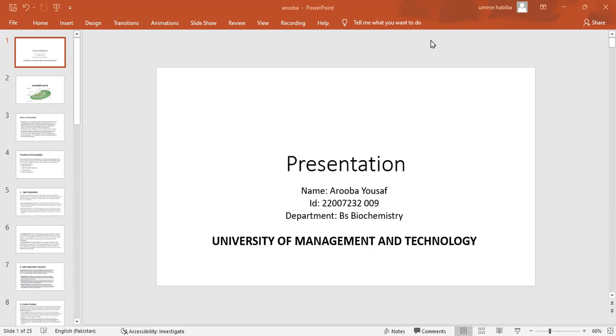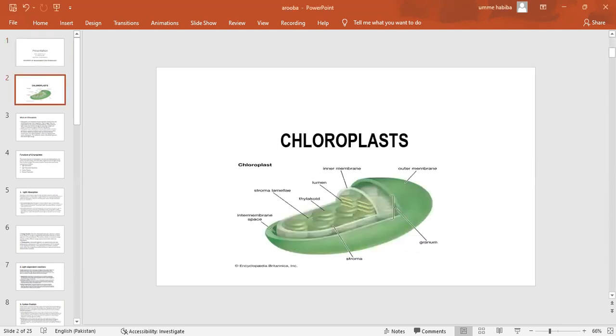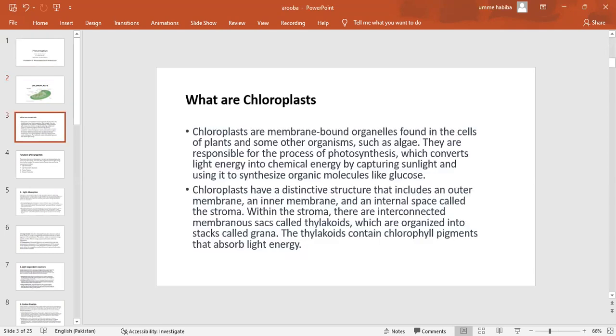Today I will discuss my presentation topic, which is chloroplast. Let me start. This is the overview of chloroplast. Now we can tell what chloroplasts are.